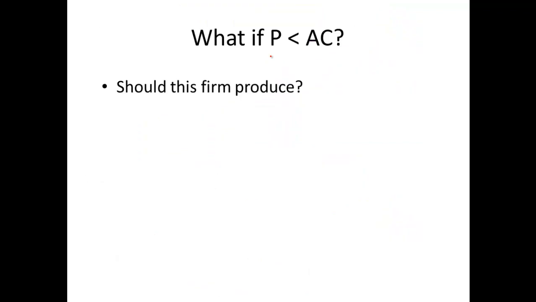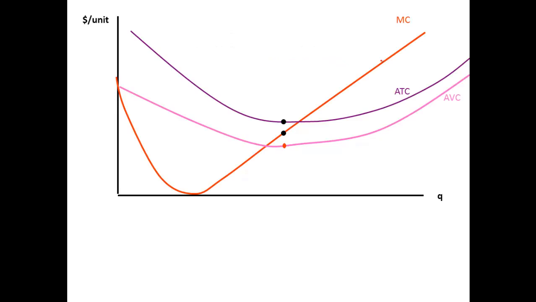Now we get to one of the classic conundrums of managerial economics. What if price is below average cost? Should the firm produce? Why is this an interesting question? Well, when price is below average cost, that means profits are negative. So that sounds kind of bad. Well, let's think about it.